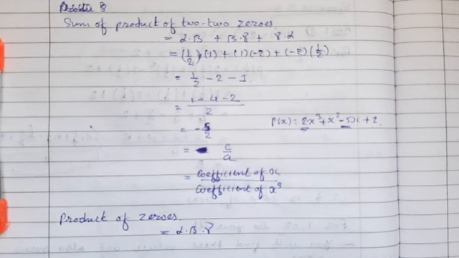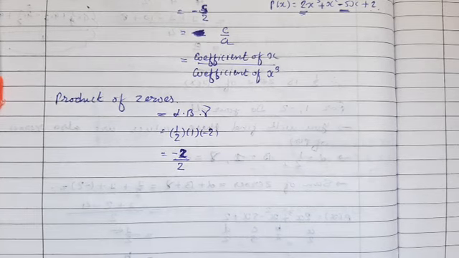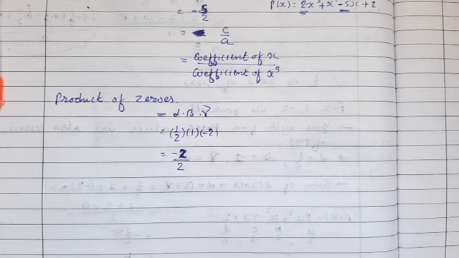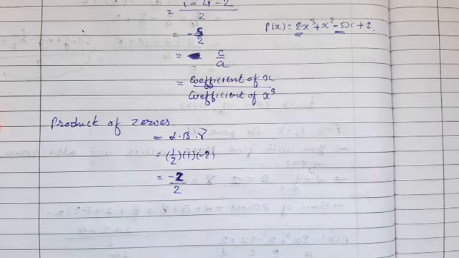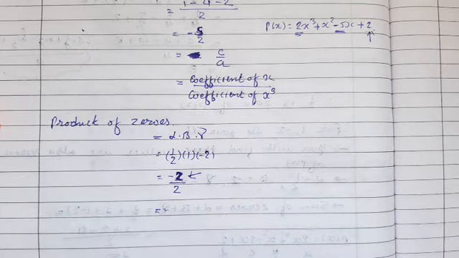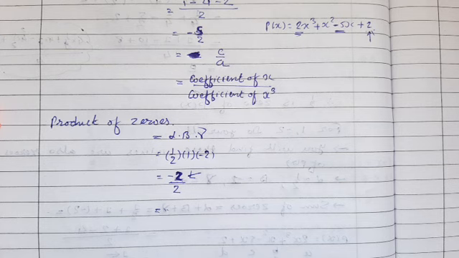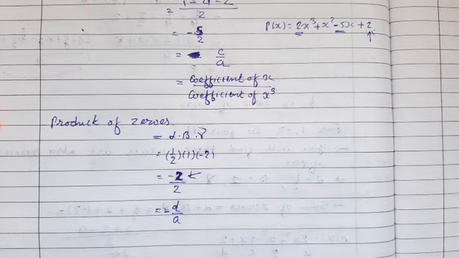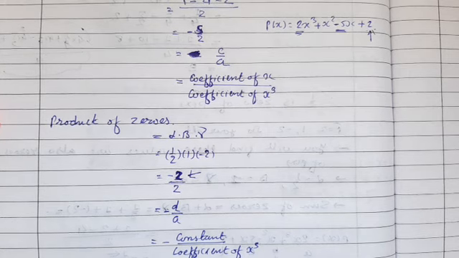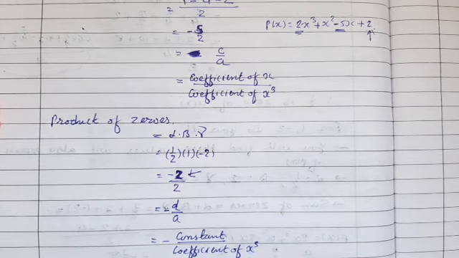Now let's find the product of all of these zeros, and that we got is -2/2. And when we compare the numerator and denominator with the coefficients of the polynomial, we see that if we keep the minus apart, we get 2/2, in which the numerator 2 is d, the constant, and the denominator 2 is the coefficient of x cube, and we will present it in the form -d/a. So the relation we got: product of three zeros is equal to the minus constant upon the coefficient of x cube.